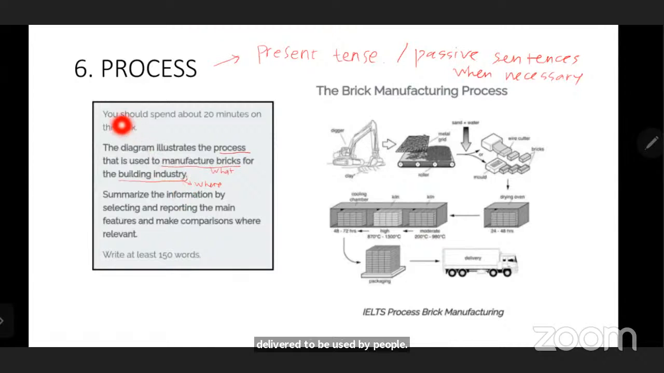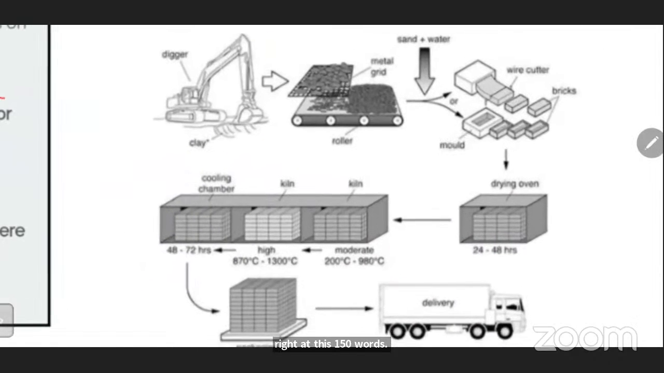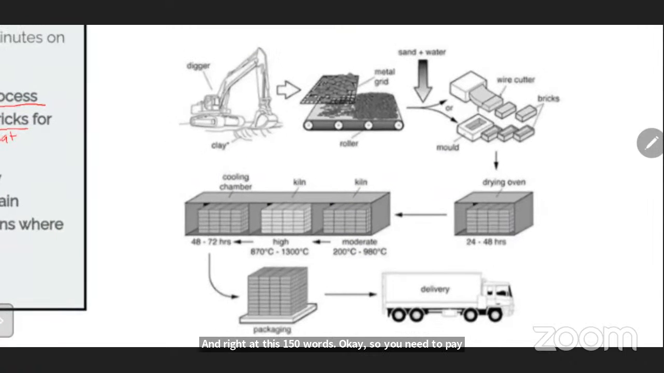As usual, you see here, they show you the time direction, and then they tell you what this is about. It illustrates the process that is used to manufacture bricks for the building industry. And then the direction: summarize the information, etc., and write at least 150 words. Okay, so you need to pay attention to what materials they're using here, what it's called. They already give you the information. This one is called the digger or the excavator, and this one is called a roller, and then what it does.